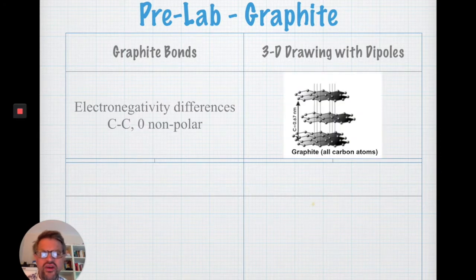Okay, so here's a diagram of graphite. Okay. Graphite is layers of carbon atoms stacked on top of one another, where you have chemical bonds mostly horizontally through these layers of carbon atoms. Okay. The carbon-to-carbon bond, of course, is nonpolar. Okay. So what you want to think about right now, graphite, is it polar or nonpolar?